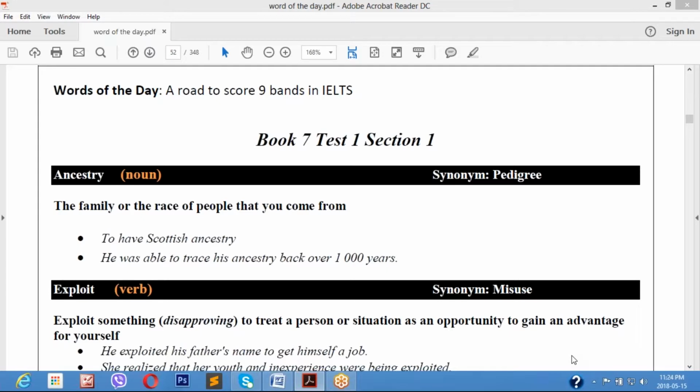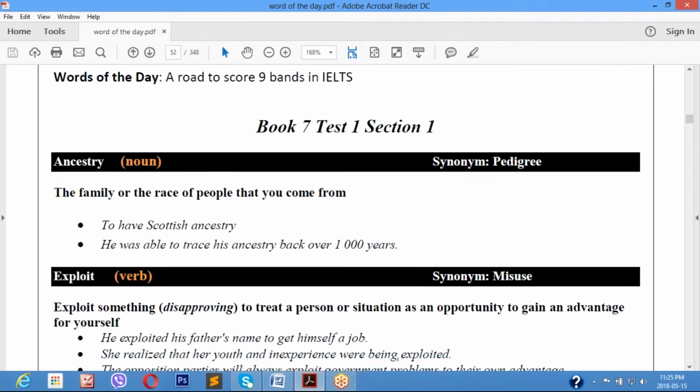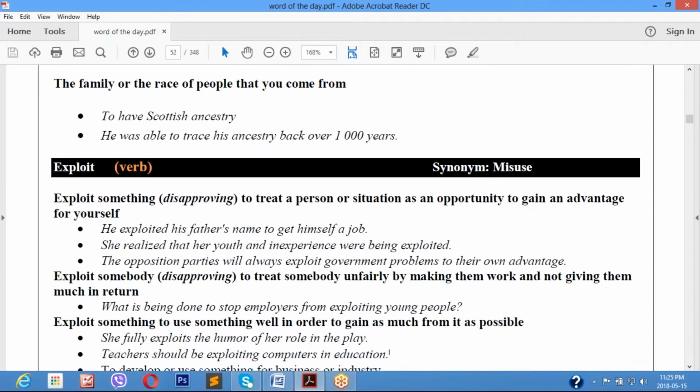you can see. Exploit when you are using people. This is a negative word. It means to misuse somebody. You are using somebody for some purpose. So we have different kinds of exploitation. We have political exploitation. We have religious exploitation. Another meaning is to exploit somebody: to treat somebody unfairly by making them work and not giving them much in return. So this is one meaning. Exploit something: to use something well in order to gain as much as possible.